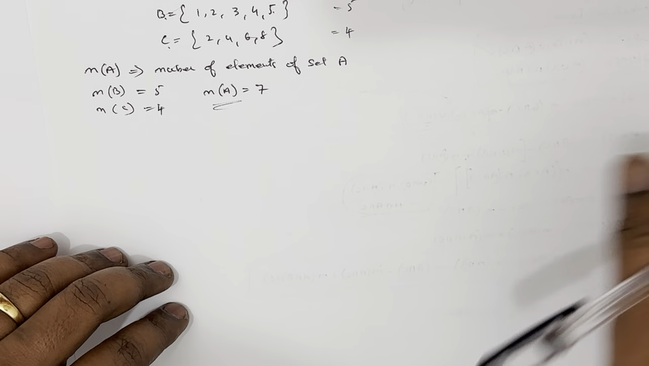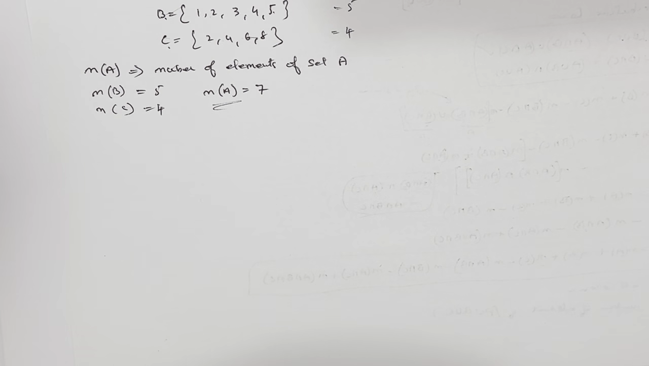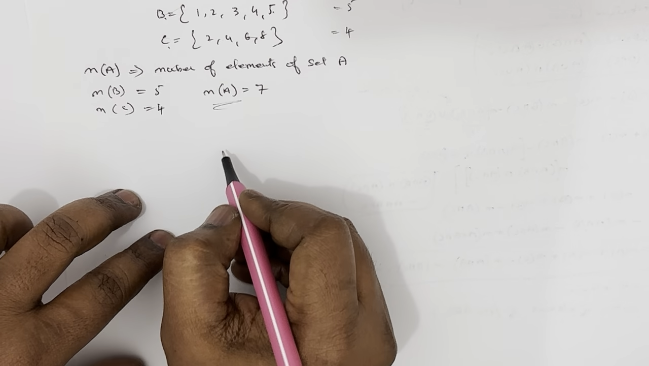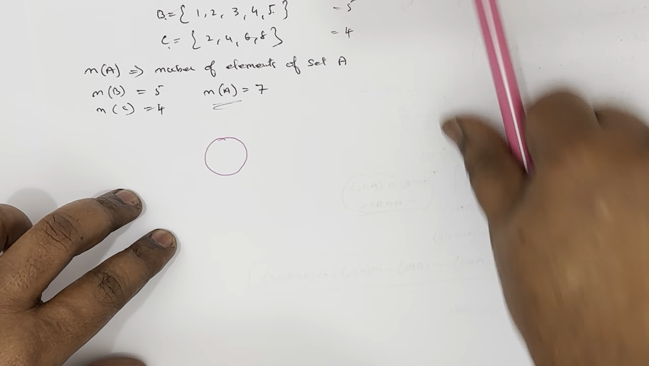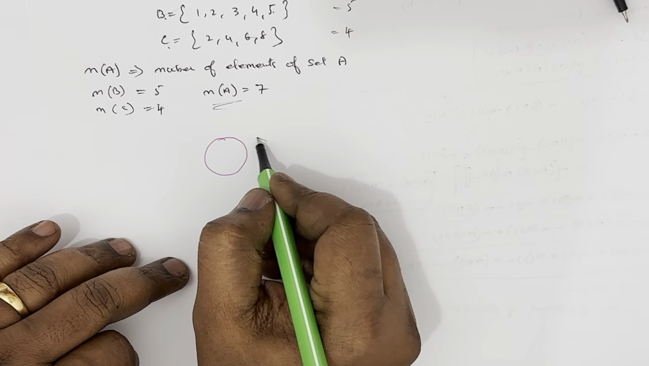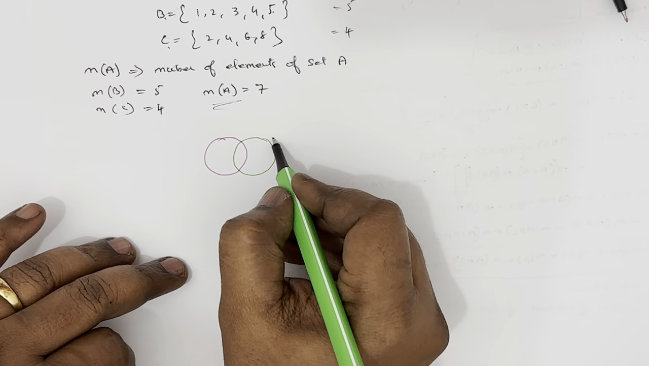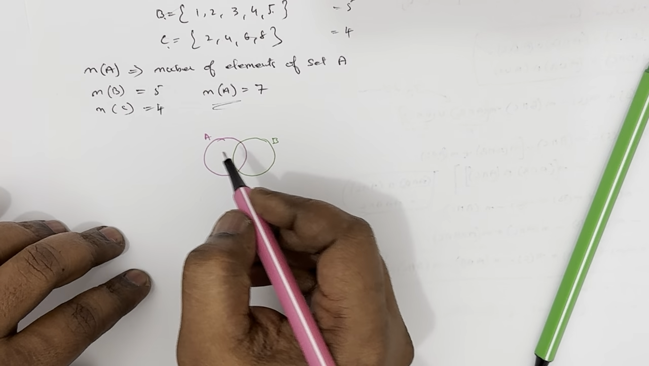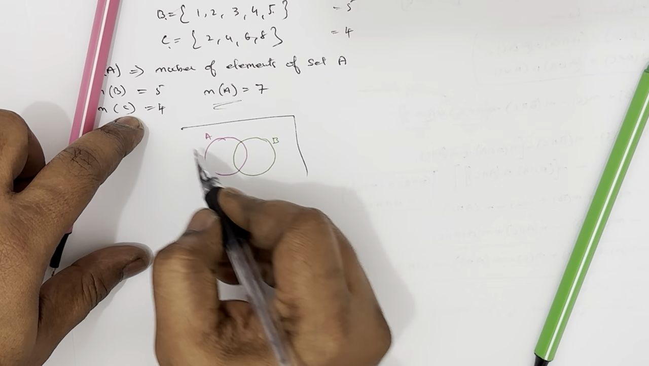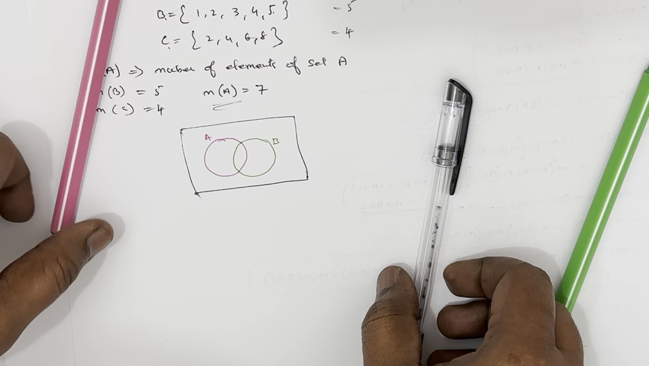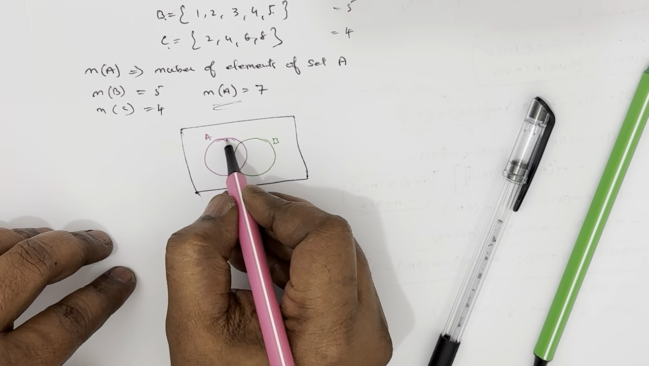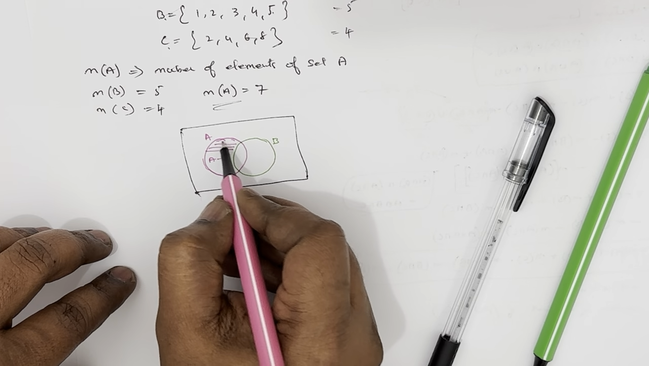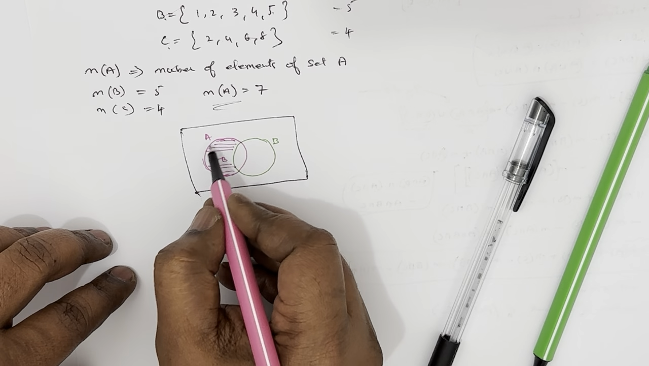Now let's look at the Venn diagram. If this is set A, and this is set B, and the whole thing is in the universal set. Now this part, this area, is A minus B.